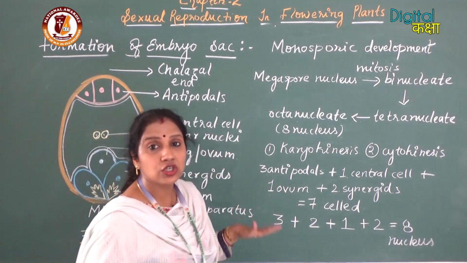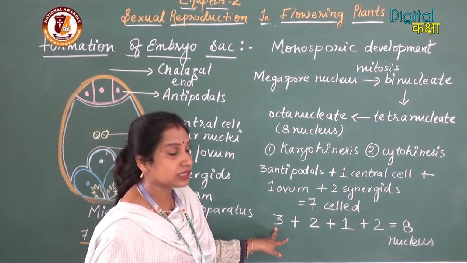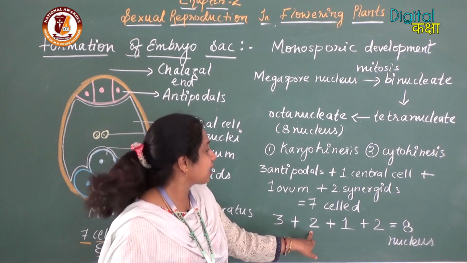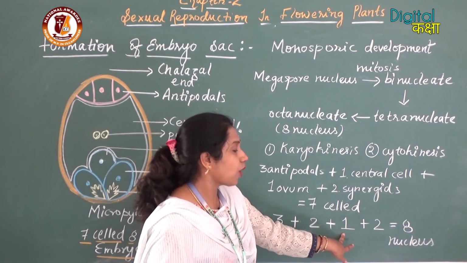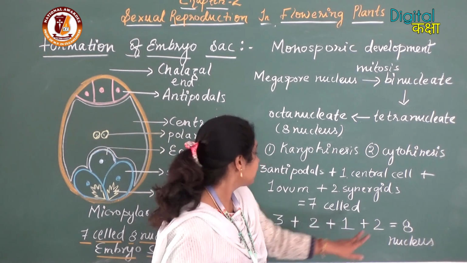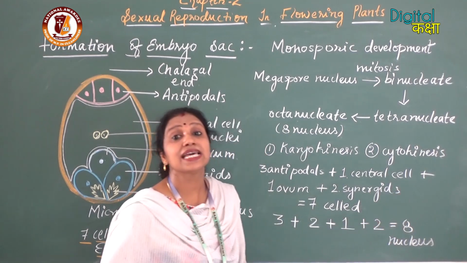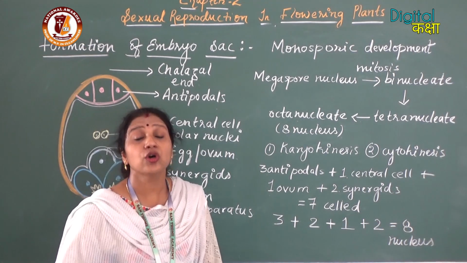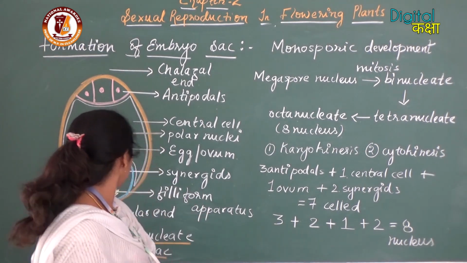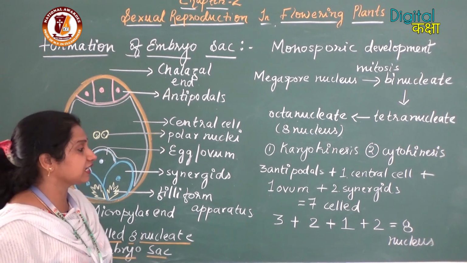Now, if we go for the nucleus, we can see in 3 antipodals, 3 nuclei are there. In 1 central cell, 2 polar nuclei are there. In the ovum, 1 nucleus. And in the synergids, 2 nuclei are there. So, a total of 3 plus 2 plus 1 plus 2, that is 8 nuclei. So, the embryo sac of angiosperms is 7-celled and 8 nucleate.